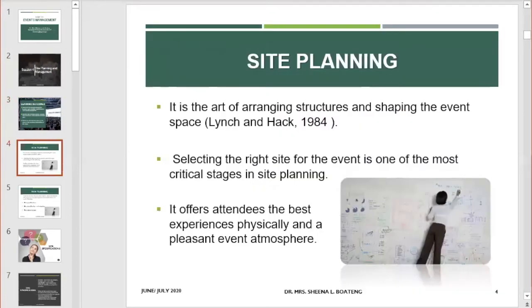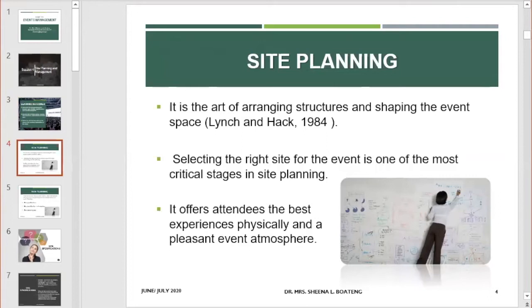So we'll start by explaining what site planning is. What is site planning? It is simply the art of arranging structures and shaping the event space. So when we talk about site planning, all we are talking about is everything that you do artistically and structure-wise to be able to prepare the event space to host the event in question.